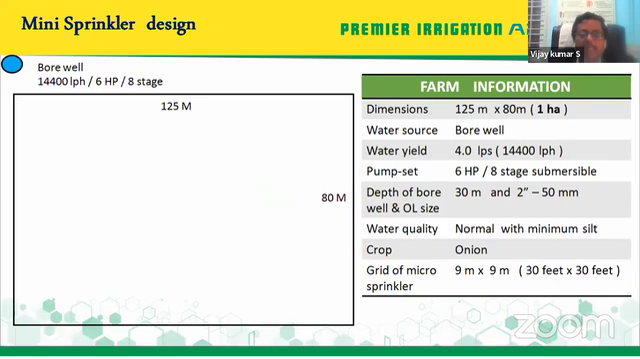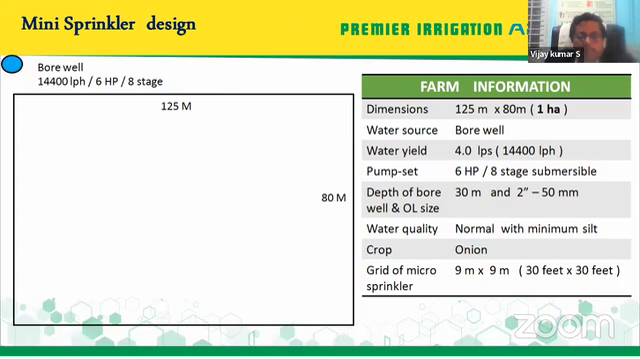Now let us look at an example. This is a plot of 125 meter by 80 meter, that is about 1 hectare, and the water source is a borewell. I have a 6 horsepower 8-stage submersible pump, and the borewell has got a better yield. It has a yield of around 14,400 liters per hour, say 4 liters per second. The depth of the borewell is around 30 meters, and the outlet size is 2 inches.